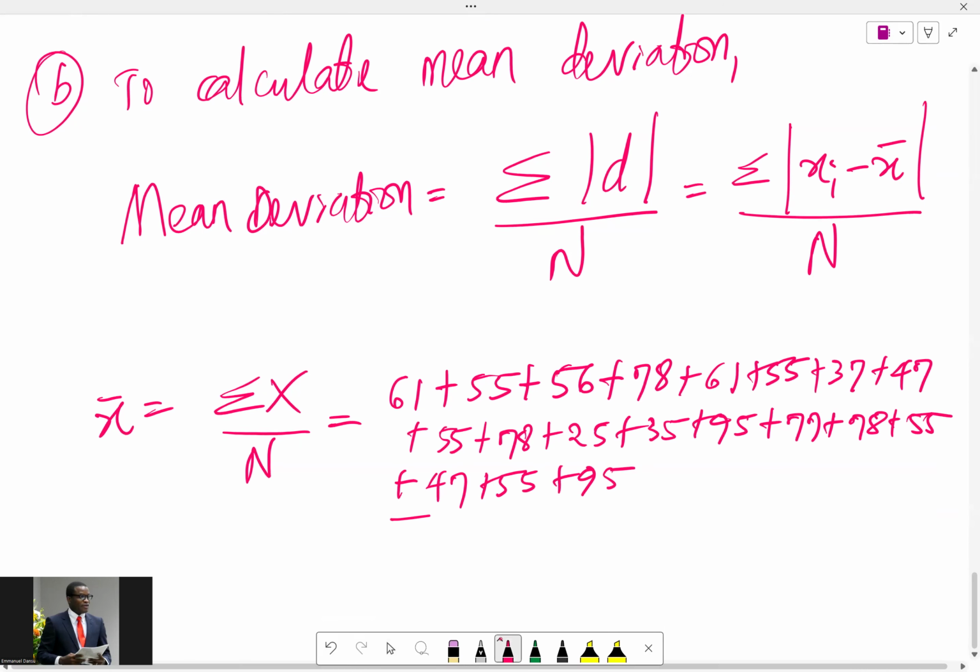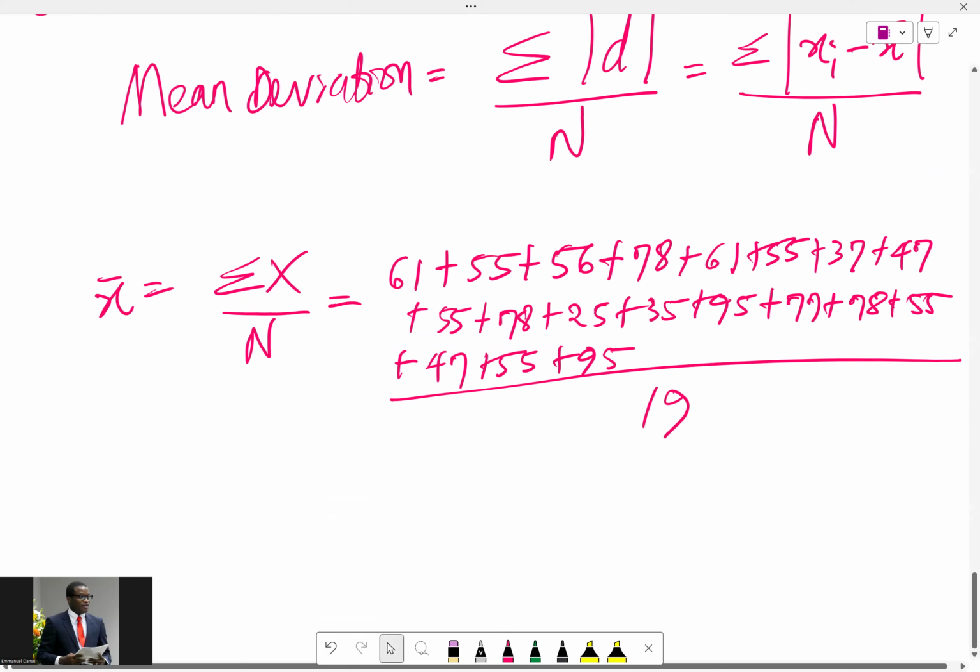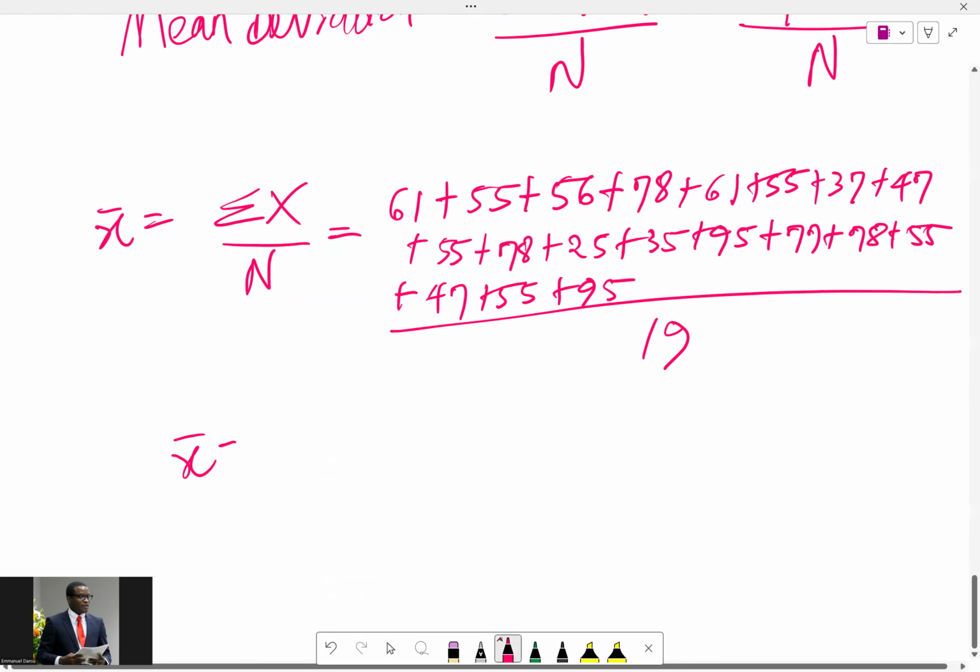All of this divided by 1, 2, 3, 4, 5, 6, 7, 8, 9, 10, 11, 12, 13, 14, 15, 16, 17, 18, 19. So we have 19 in all. So we have to do this, and it requires carefulness because it looks like it's a lot. So let's go and add up these numbers now.